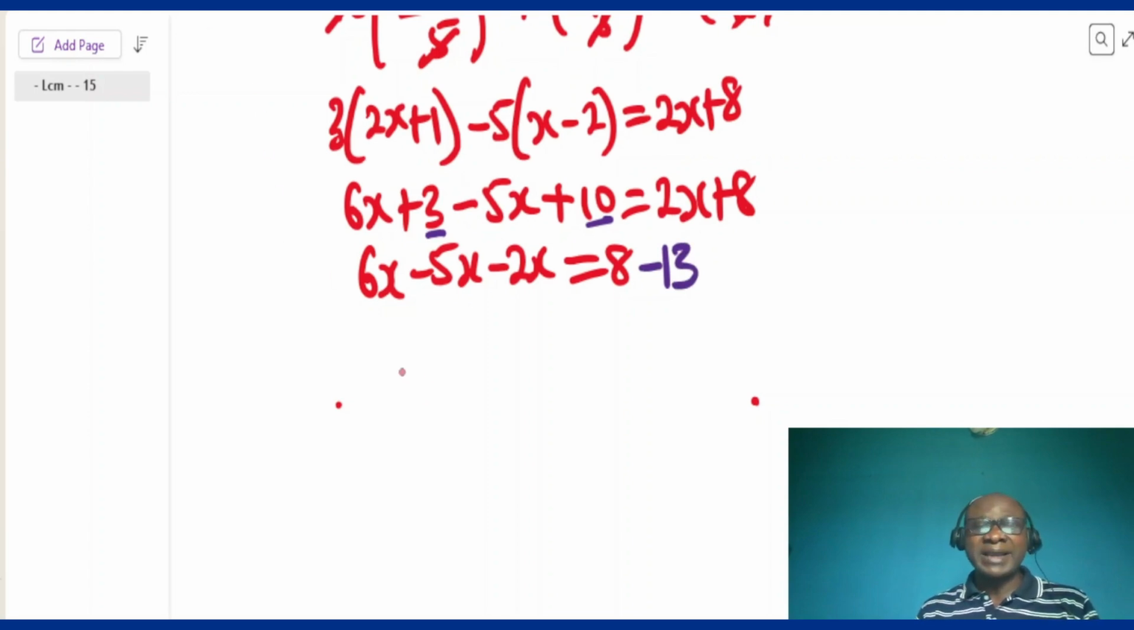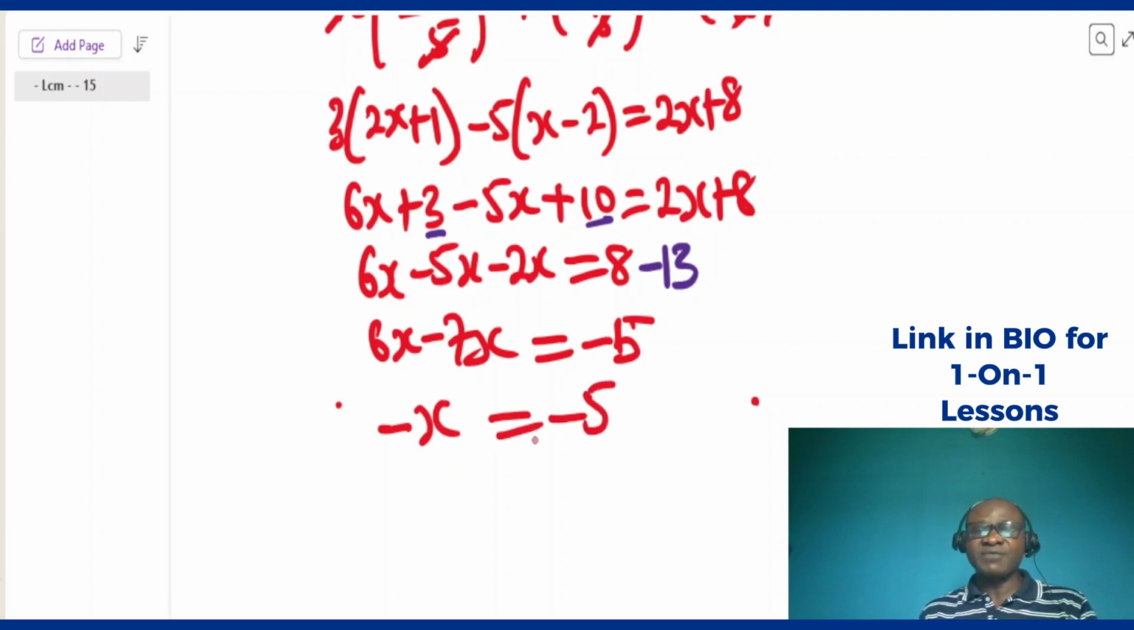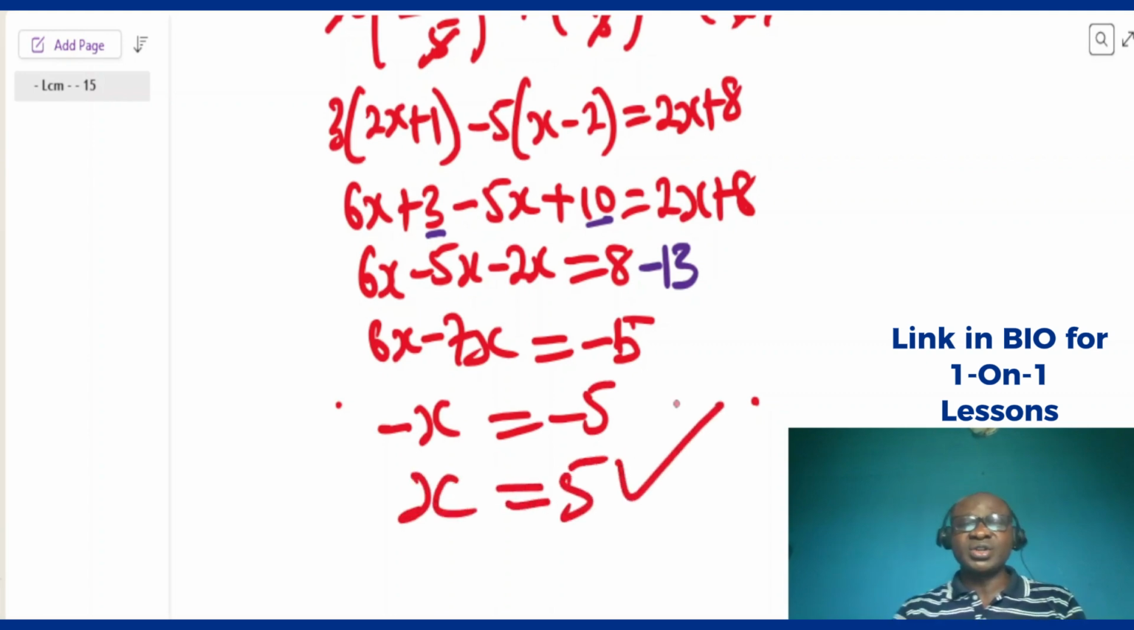So moving forward, I am going to have 6x minus 5x minus 2x, which will give me minus 7x, is equal to, you can see here, 8 minus 13, which will give me minus 5. This is how it will be. But then 6x minus 7x will give me minus x equal to minus 5. You can now see that the negative sign will cancel on both sides, leaving us with the final answer x equals 5. This is the solution to this question.